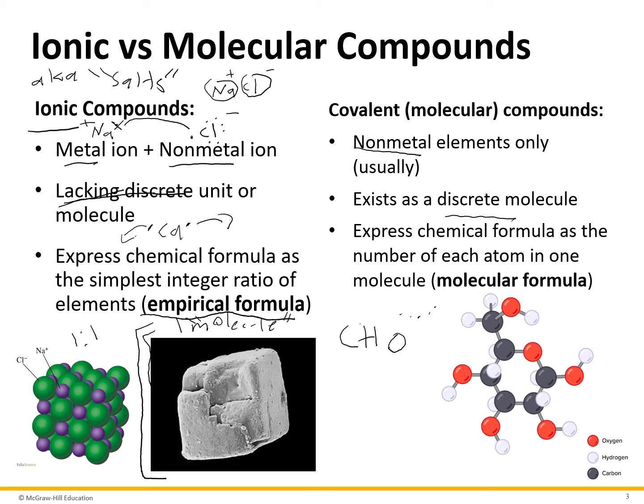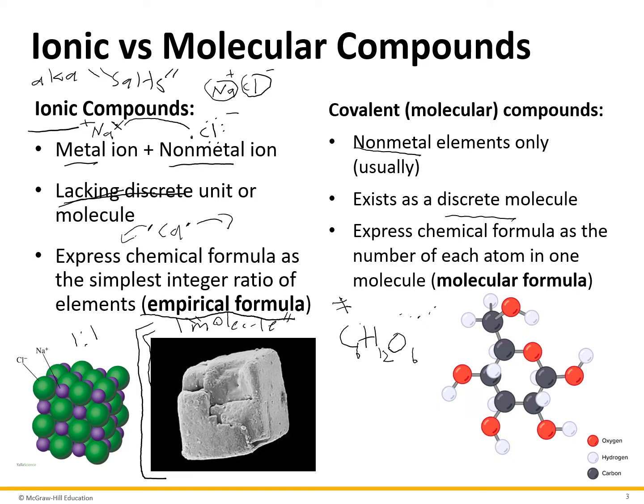The carbons are black. I count 1, 2, 3, 4, 5, 6 carbons. And we're going to put a subscript 6 over here to show that there's 6 carbons in this formula. The hydrogens, there's more of those. 1, 2, 3, 4, 5, 6, 7, 8, 9, 10, 11, 12 hydrogens. And how many oxygens? Those are the red atoms. 1, 2, 3, 4, 5, 6. C6H12O6, okay? Notice that the molecular formula is not an empirical formula.